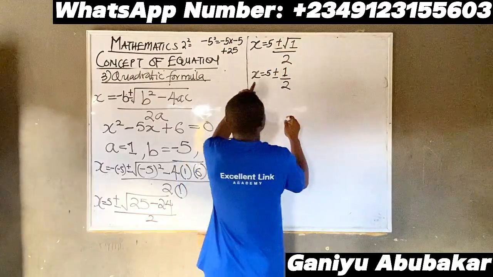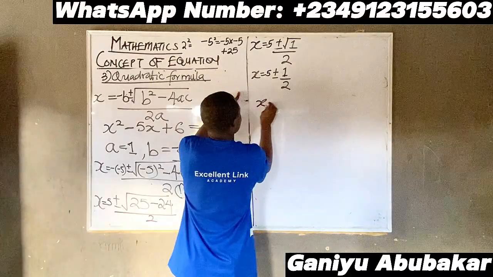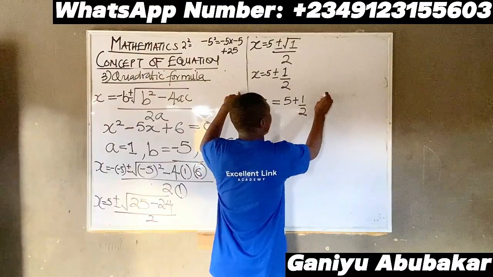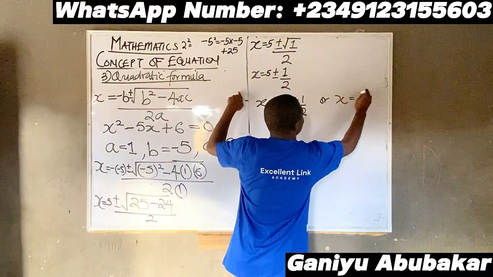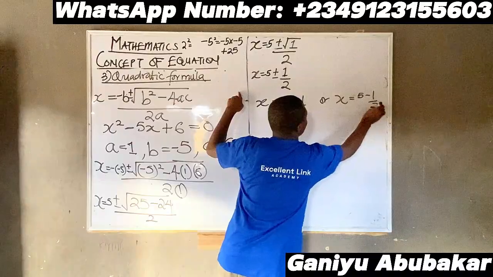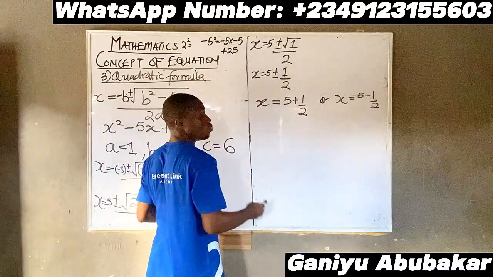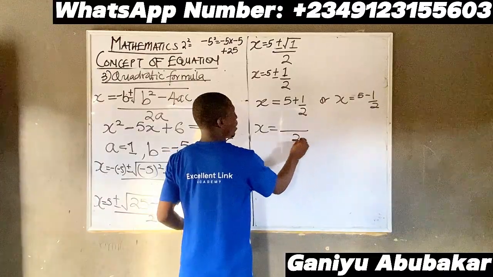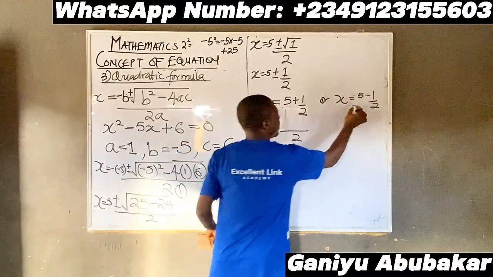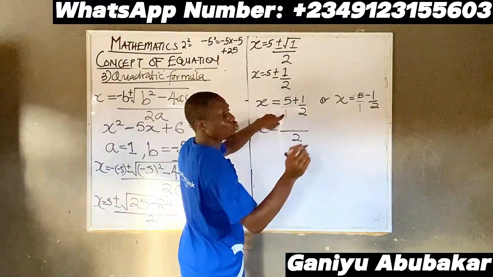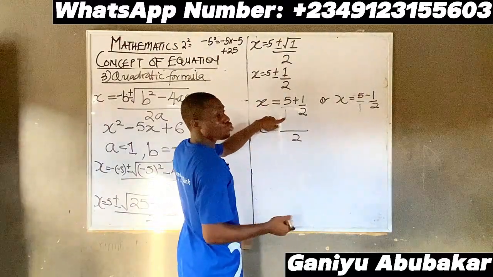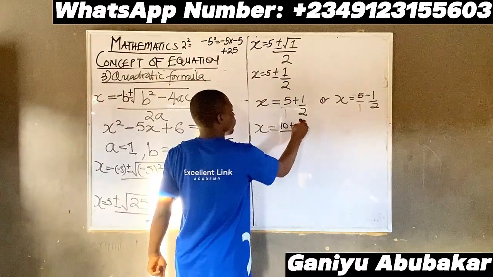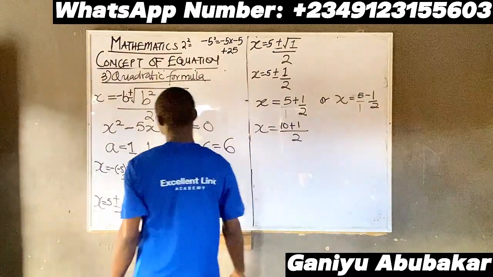So now separate them. I have x equals 5 plus 1 over 2, or x equals 5 minus 1 over 2. Yes. What is this saying here? There is an invisible 1 here. 2 in 1 is 2. 2 times 5 is 10, plus 1. No. Something is wrong.